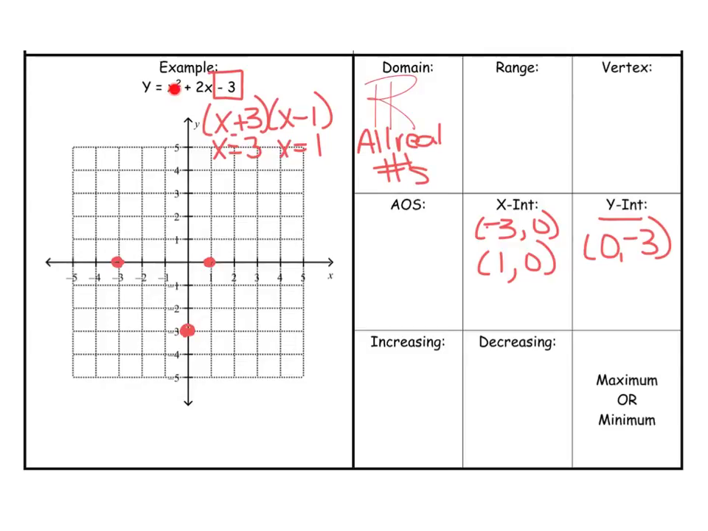So looking at the a value, or the value of x squared here, it's positive. That means that our parabola is going to open upward and it is going to have a minimum.